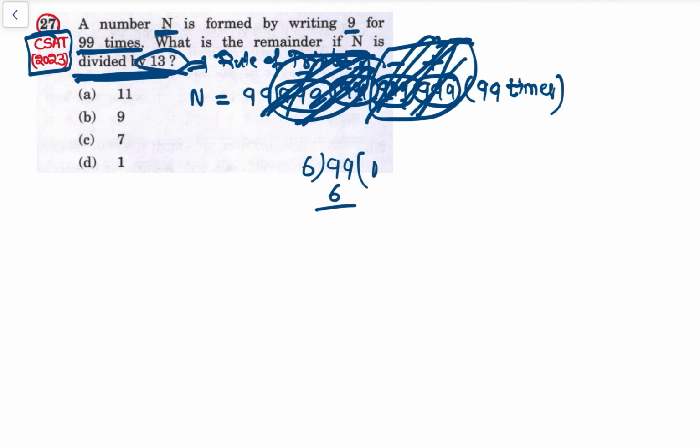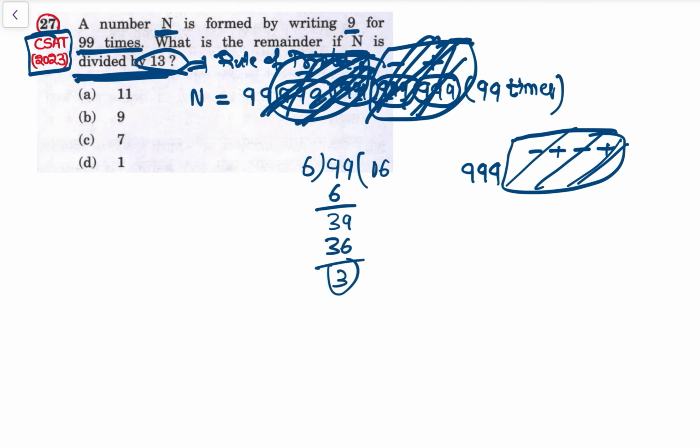सो 6 1s are 6, 3 9, 6 6s are 36, सो 3। सो लास्ट में हमें 3 9s और बचेगा। सी, ऐसा प्लस, माइनस, ऐसा सारे 9s कट जाएंगे। कटने के बाद लास्ट में 3 9s बचेगा। अब वो 3 9s we need to divide it by 13. So 13 9, that's what divisibility rule of 13, right?